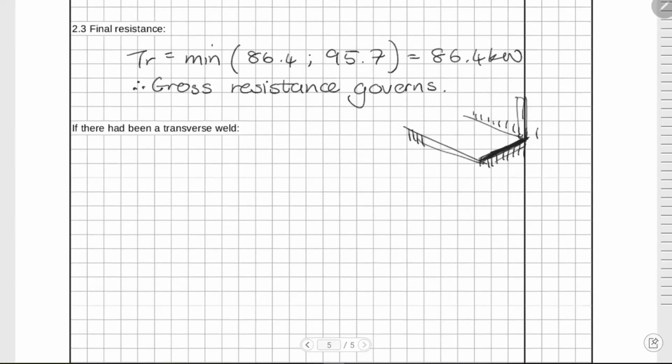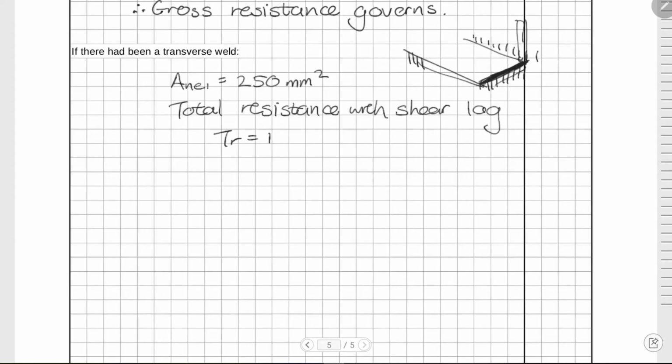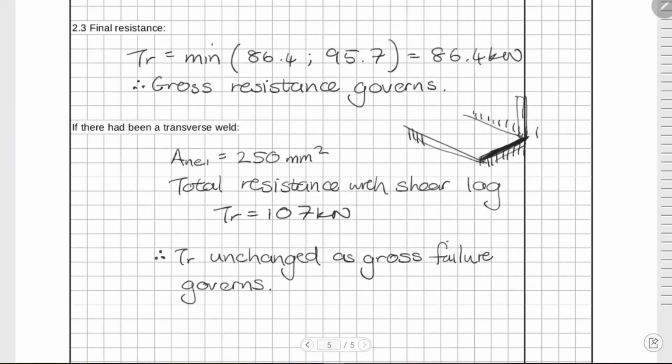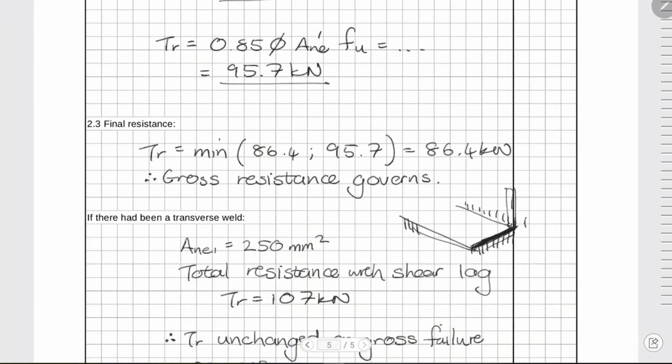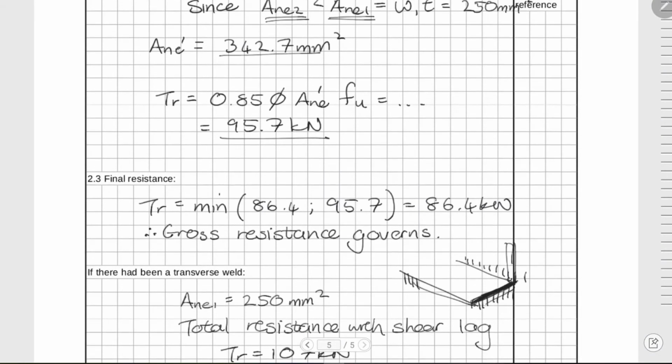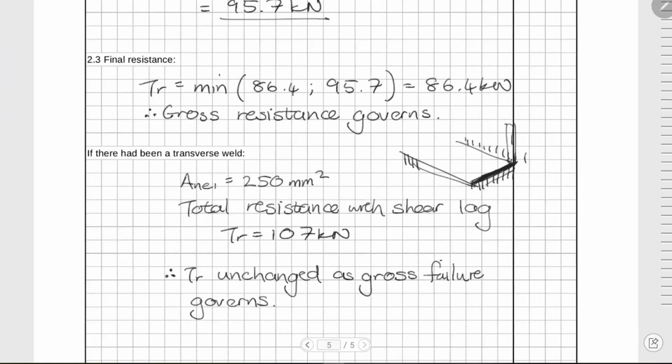So now let's look at that. And what we actually find is, because gross failure governs, the capacity of the section with shear lag included goes up. It was at 95, it's now at 107, but it actually doesn't matter, because in this specific case, the gross area still governs.